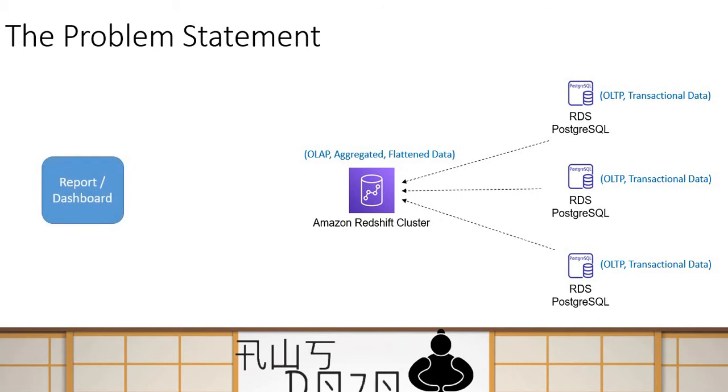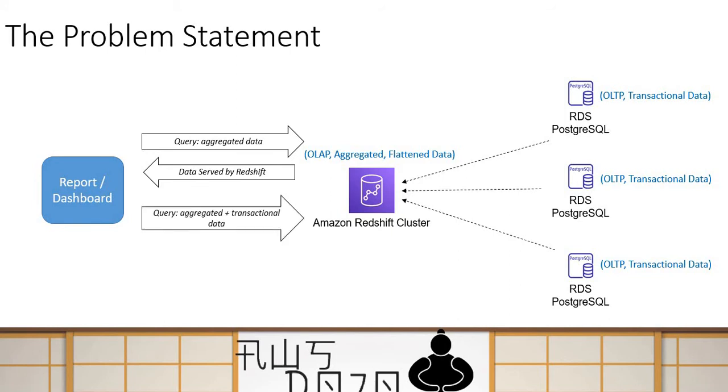Now assume that you have a reporting tool or a dashboard from where you want to query this data. If you query any kind of aggregated data or flattened data which is inside Redshift, then that data can be served from the Redshift itself. But the moment the report says, okay, give me aggregated plus transactional data, or give me transactional data because I want to drill down further on the aggregated data, that's where the challenge comes: how do we solve this problem? Your Redshift is keeping only your aggregated or flattened data, while your data sources like, in this case, RDS PostgreSQL are keeping your OLTP or transactional data. As long as my reporting tool is asking for aggregated data, I can serve from the Redshift. But if it starts asking for transactional data for the drill down purposes, then how do I solve this problem?